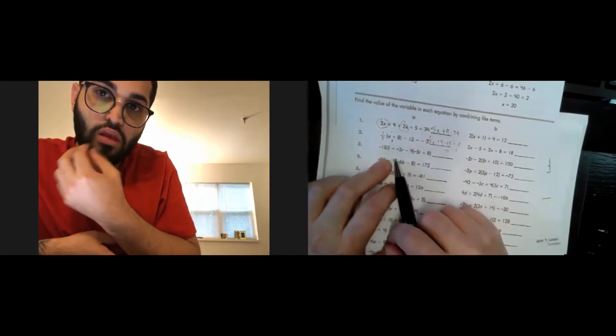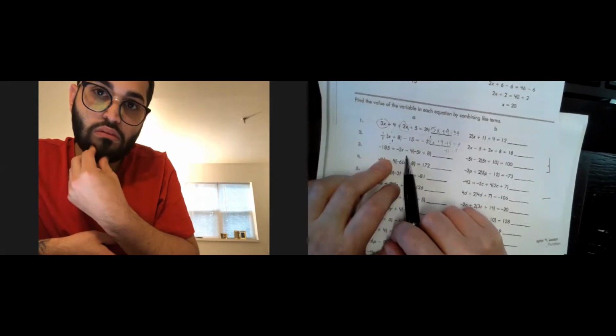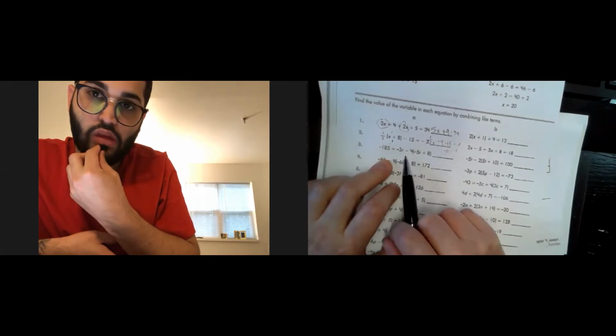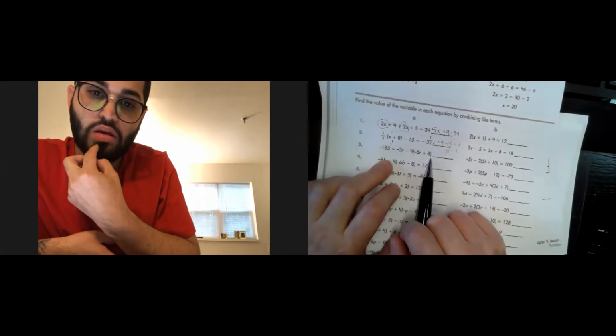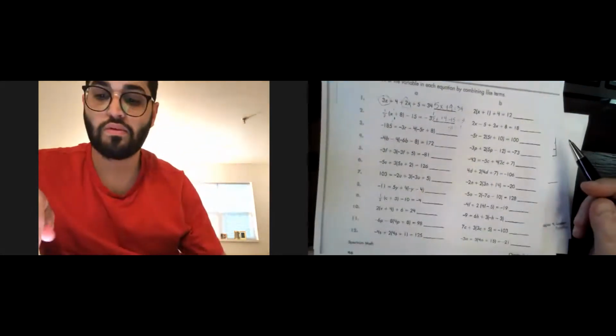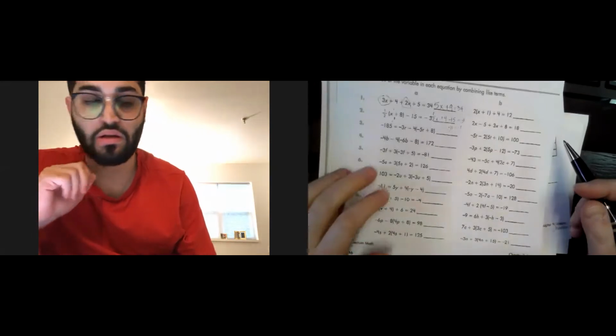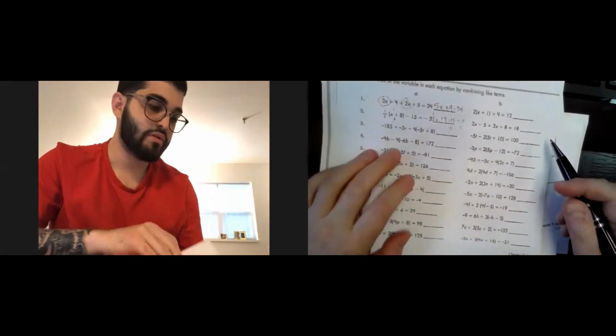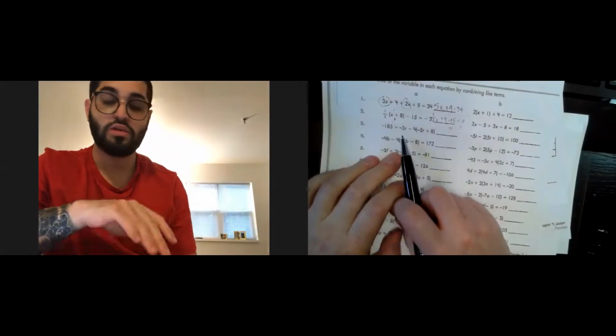This one, 185 equals -3r minus -20r plus negative, oh, that's a long one. We don't, it's okay, Robyn. We don't have to do them all. I just wanted to see what the steps to follow were, because I had no idea what to do.